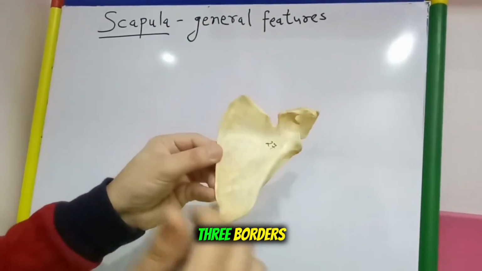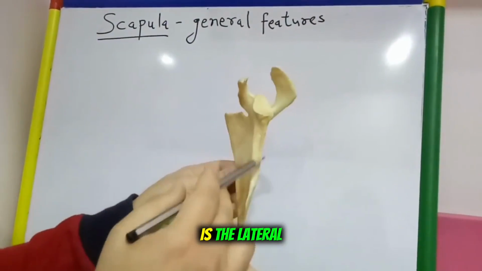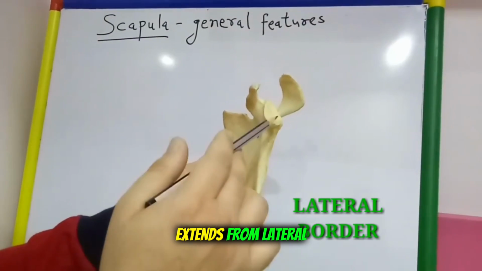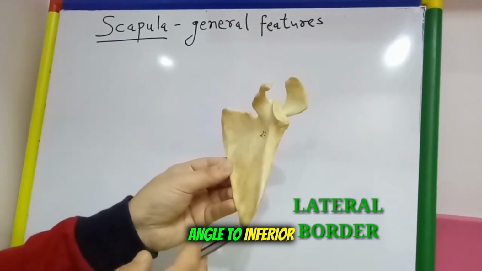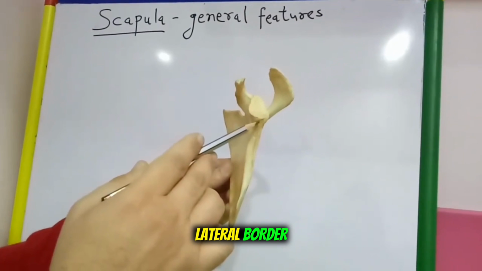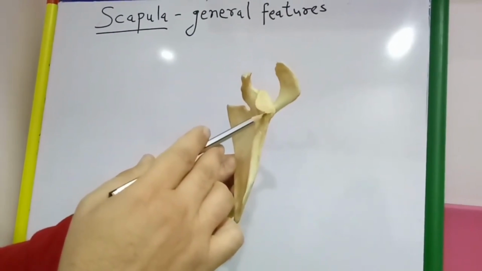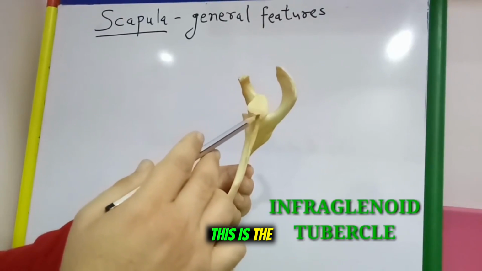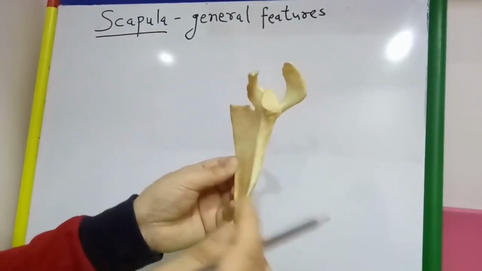Now, out of three borders, the thickest border is the lateral border. The lateral border extends from the lateral angle to the inferior angle. So this is the lateral border. In the upper part of the lateral border, here we can see the infraglenoid tubercle. This is the infraglenoid tubercle.